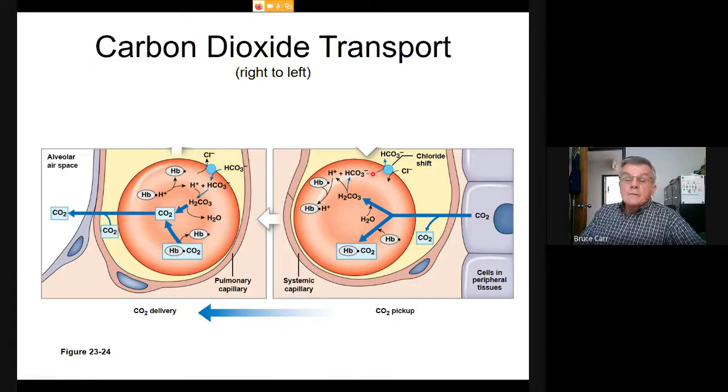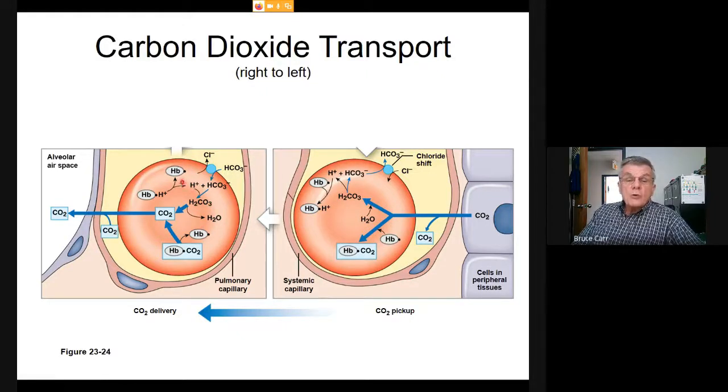When they arrive in the lungs, all we're going to do is take every one of those steps we just discussed, and we're going to reverse them. So the reason this can keep working in balance is that whatever we do in the tissues, we're going to undo in the lungs. And what we're going to achieve is a net exit of CO2 and a residue that is water.